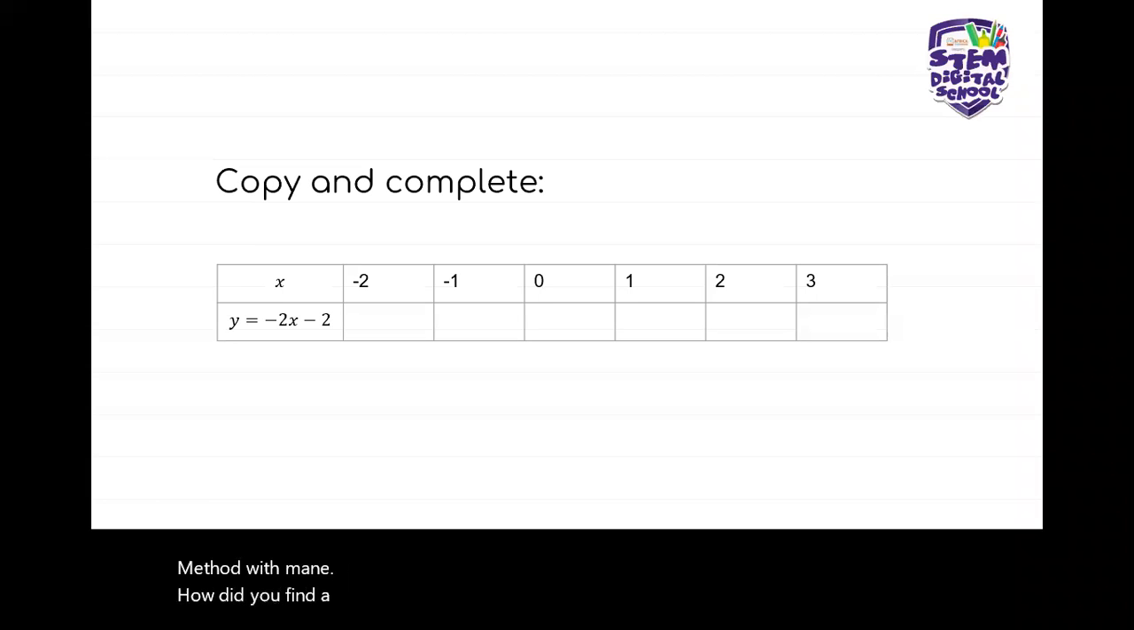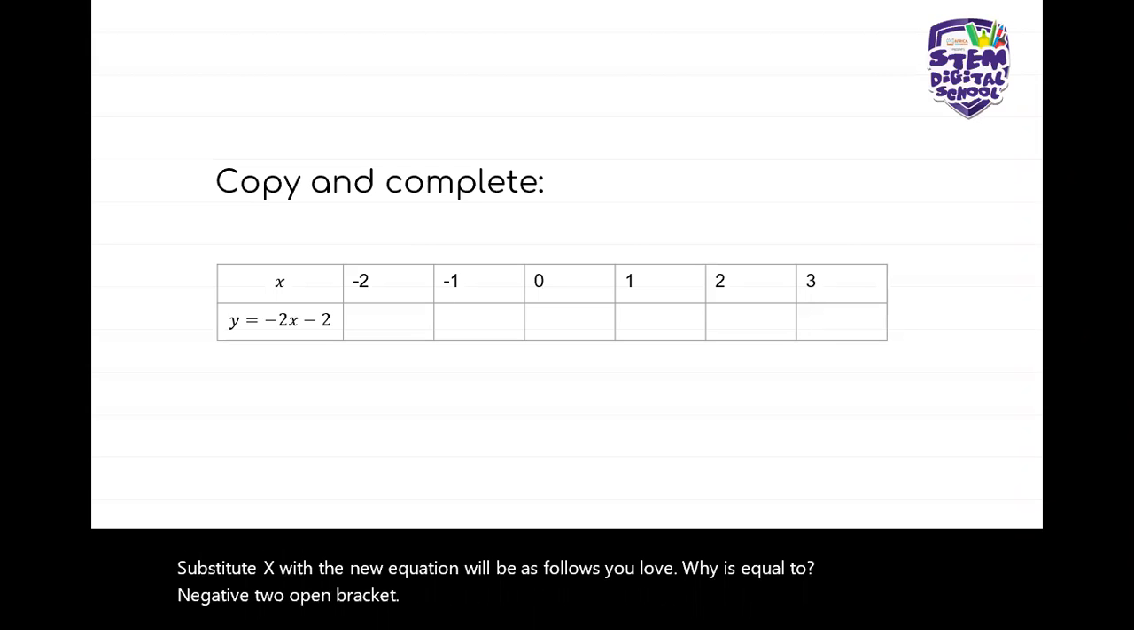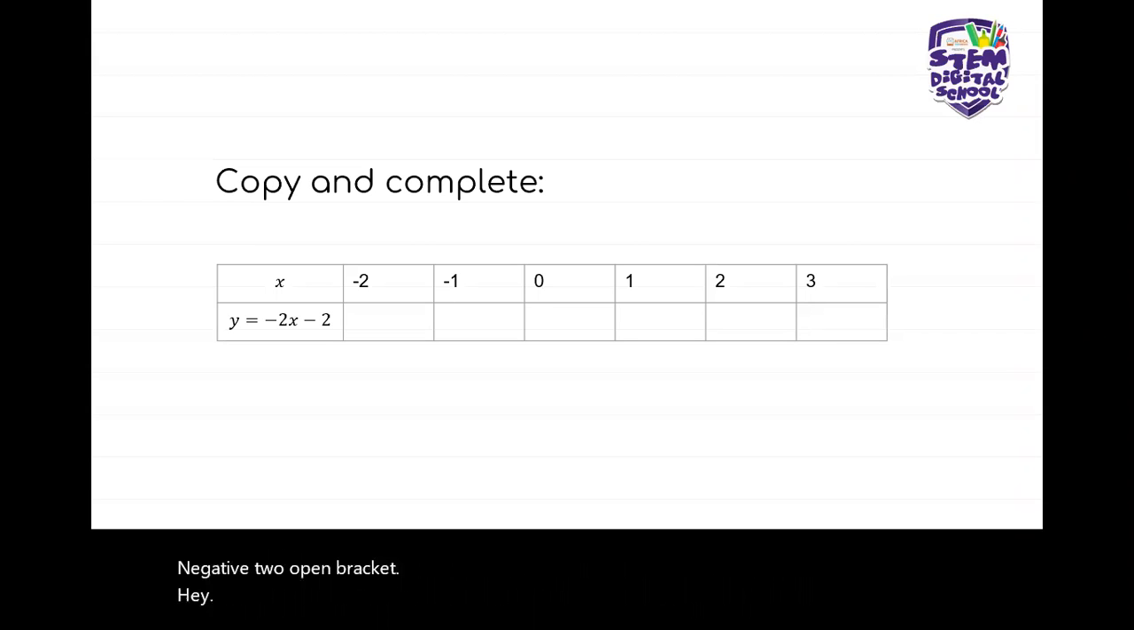In fact, Fizana also found 5. So basically, yes, you will substitute x with 3, and then your equation will be as follows. You'll have y is equal to -2, open bracket, 3, and then, of course, -2.